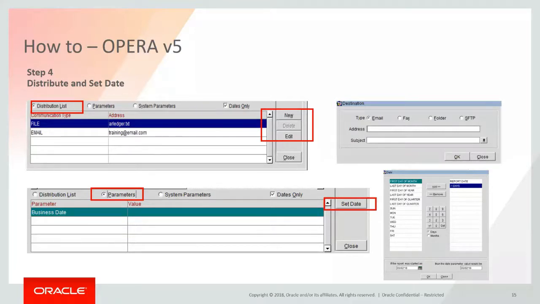It is also possible to save to a folder within the application server by choosing the folder option, or to an SFTP, which is a shared folder in your network, by choosing the SFTP option.